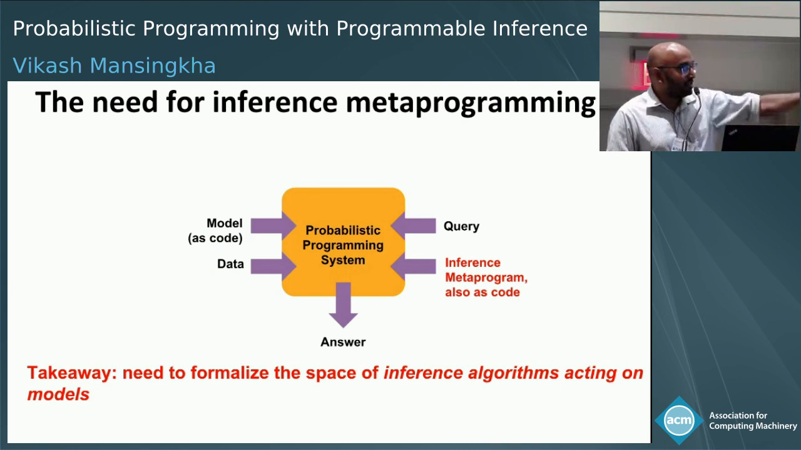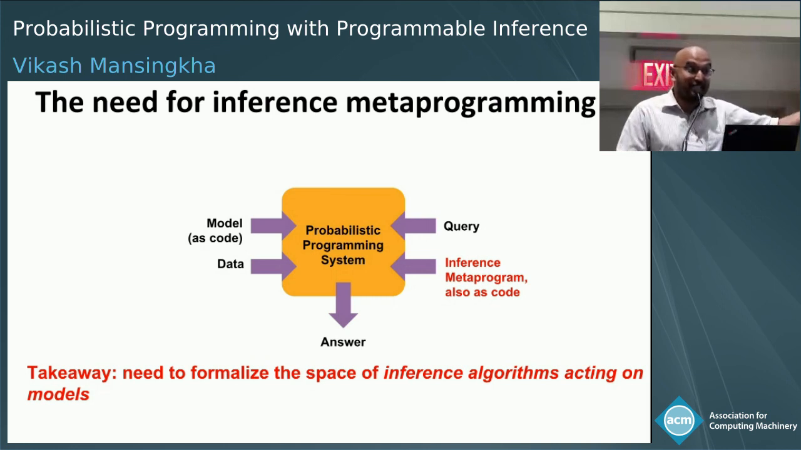So we're going to introduce this notion of an inference metaprogram, which is going to be a new type of code that interacts with code specifying the model, the query, and the data, and precisely specifies the probabilistic process by which the probabilistic programming system produces answers.